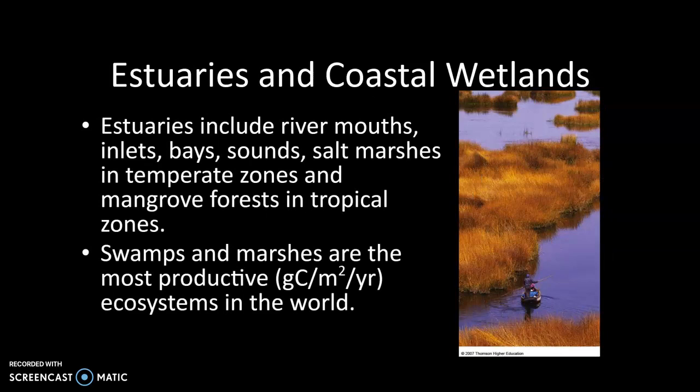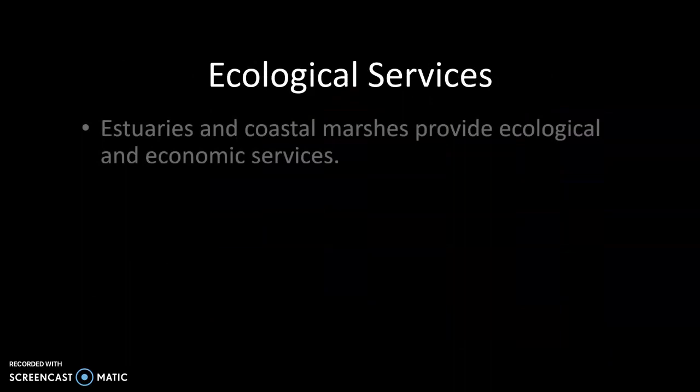Estuaries and wetlands are some of the most nutrient-rich, bioproductive areas on the planet, going right along with tropical rainforests. That's always a question out there: what is the most productive area on the planet? You can say tropical rainforests or estuaries or swamps. Those are your answers for those questions. It comes up all the time. And that little formula there is grams of carbon per meter squared per year. So it's looking at productivity.